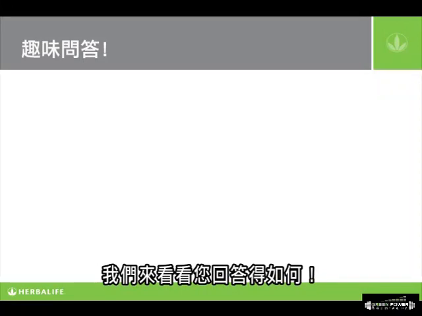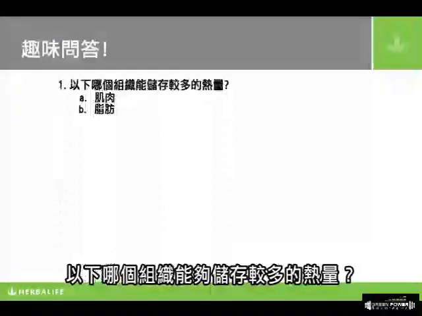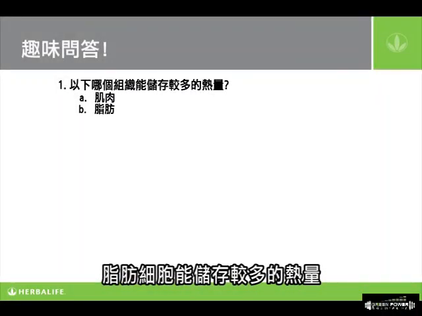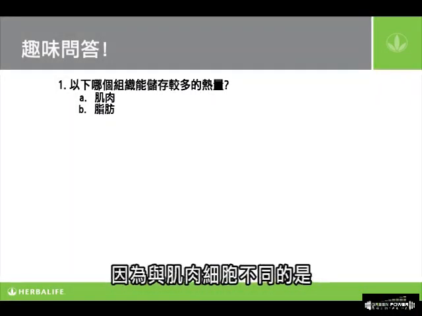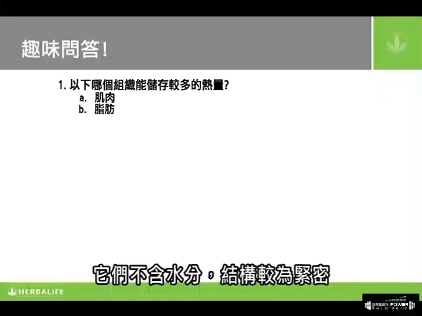Now let's see how you did. Which of the following tissues stores more calories? Fat cells store more calories because, unlike muscle cells, they exclude water and are more compact.